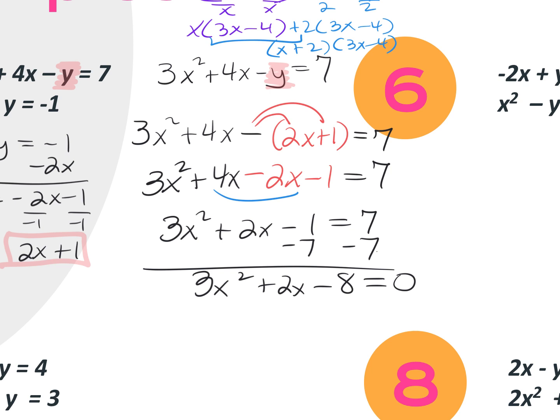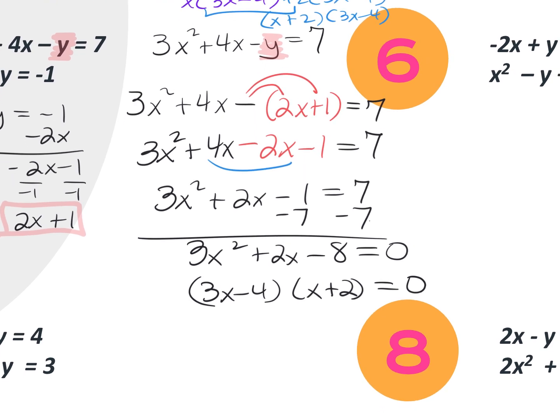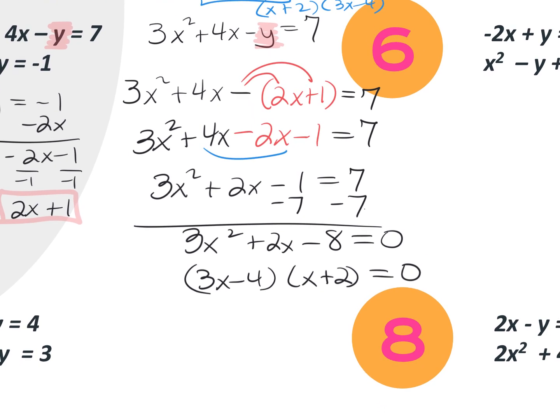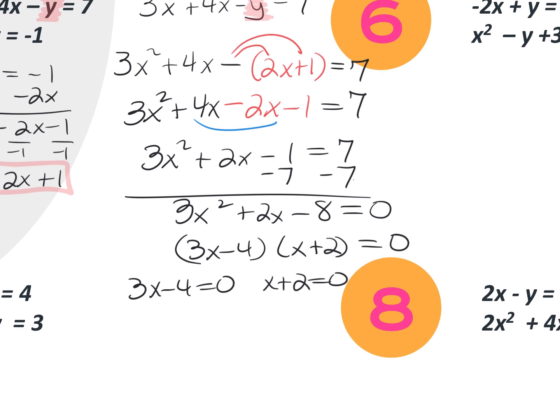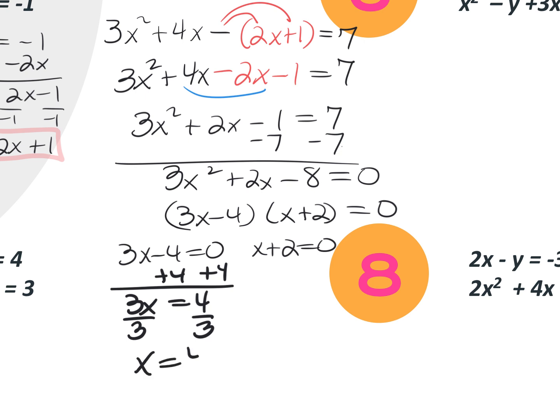So let me come down here now. You could have also guessed and tested, whatever you're more comfortable doing. And then plus 2 equals 0. I now need to set each one of these binomials equal to 0 because I'm trying to find the x value. So I'll go ahead and add 4. 3x equals 4. Divide by 3. x equals 4/3. That's my first x value.